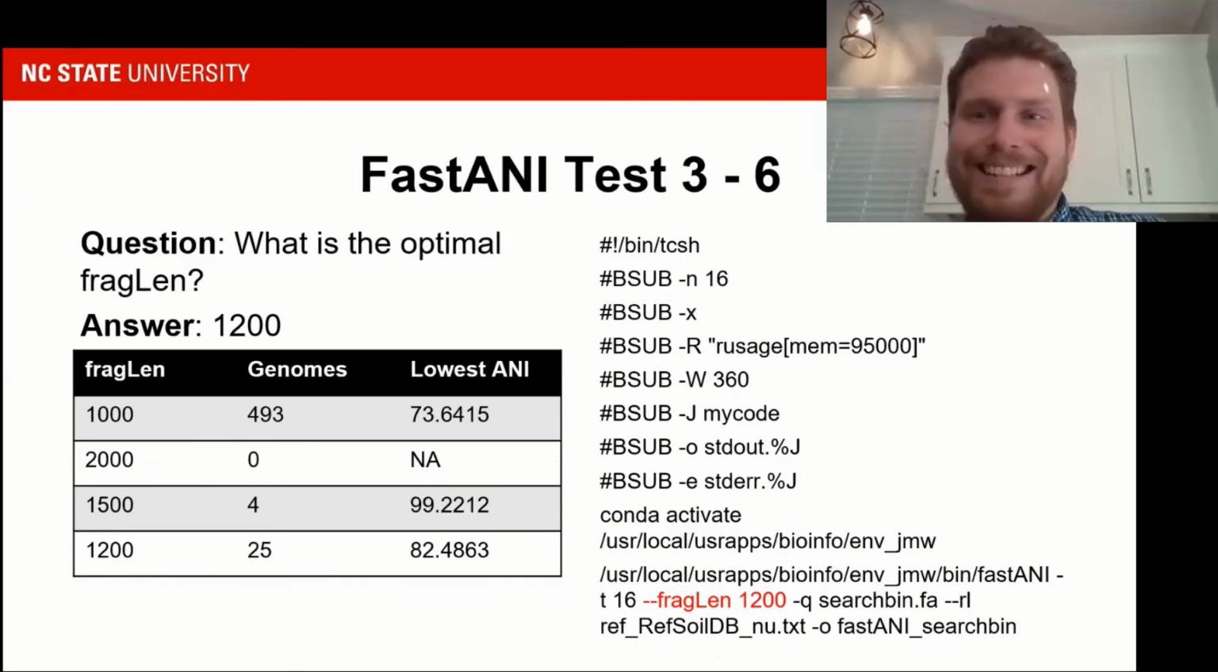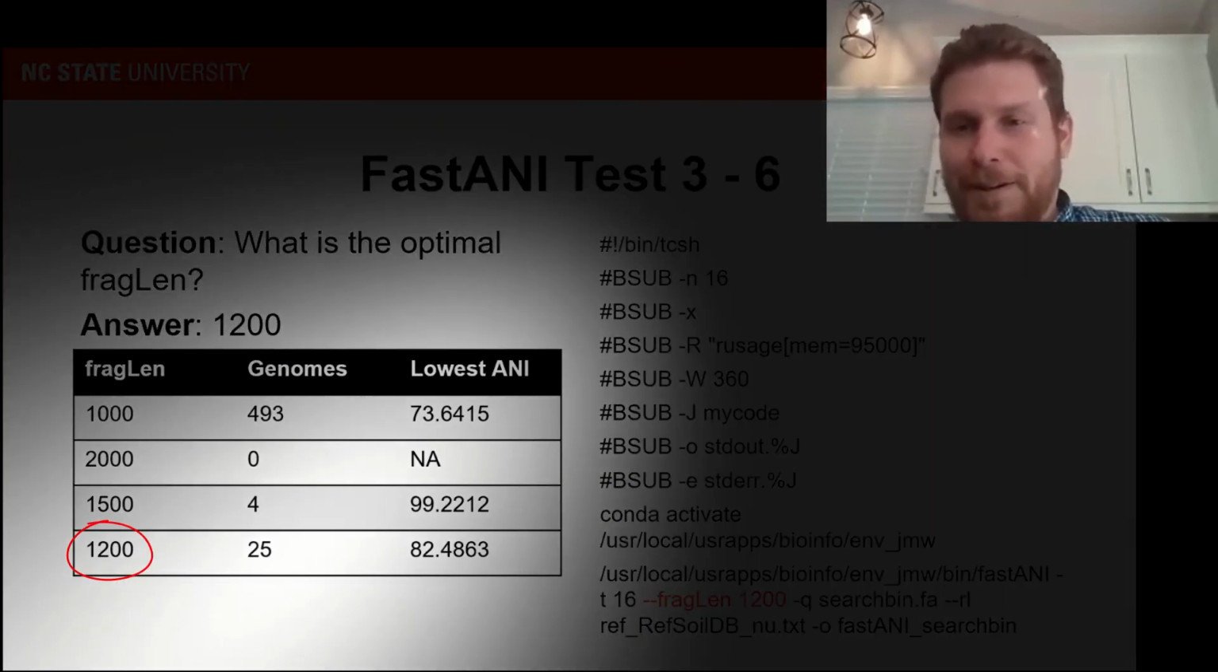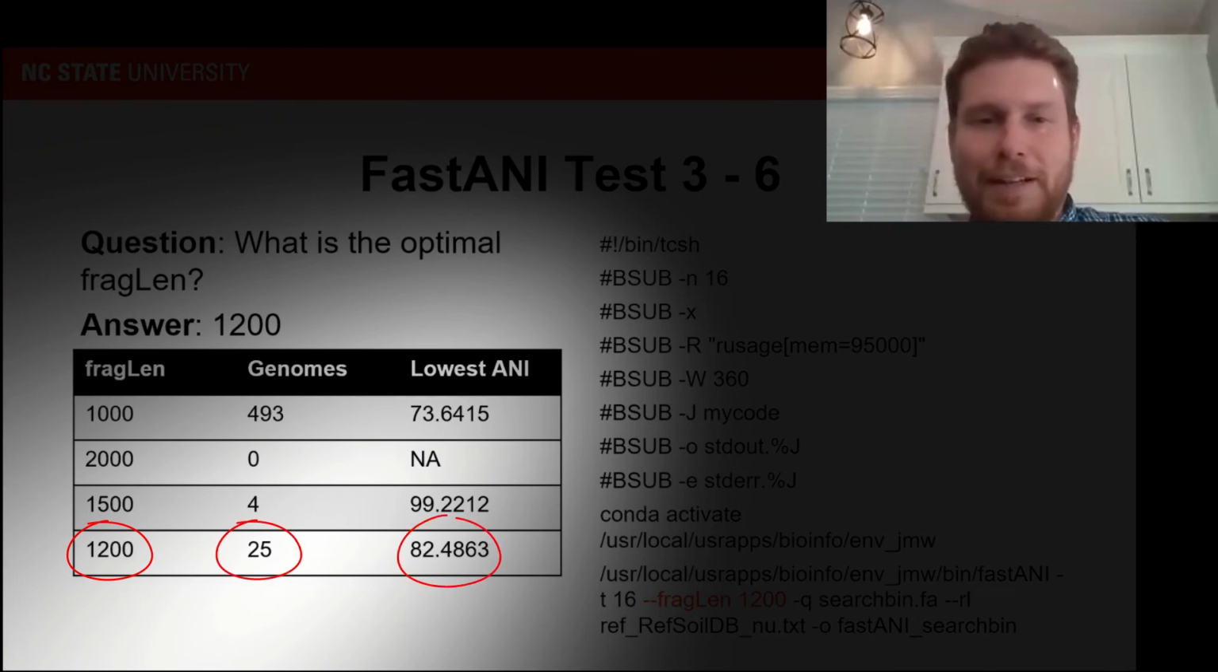So what is the optimal fragment length? After 3,000 base pair, I tested 1,000 base pair and got way too many genomes, 493. So I tried 2,000 base pair and again got no genomes. Then I tried 1,500 base pair and got 4. 1,200 base pair got me 25, which seemed like a Goldilocks number.